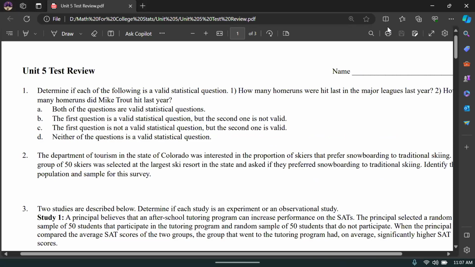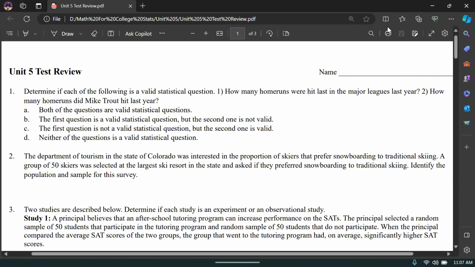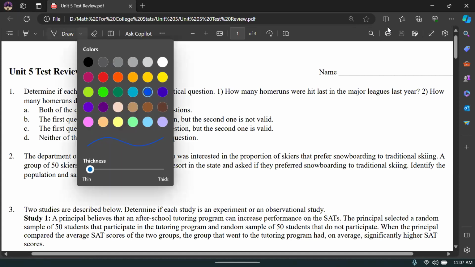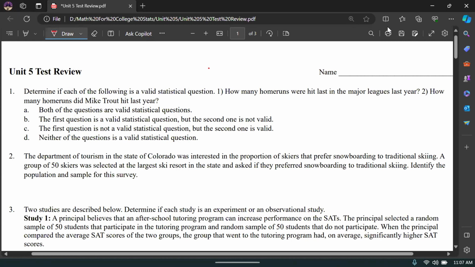Number one says, determine if each of the following is a valid statistical question. So to be a valid statistical question, what we're looking for is a question where if you ask it to multiple people, each person might have their own response. Like, what's your favorite color? Some people say red, some people say blue, some people say yellow. So it'll change. But if I ask, well, who's the president? Everybody's going to say the same thing, right? So statistical questions should be something that has a variety of answers and not just a factual answer.